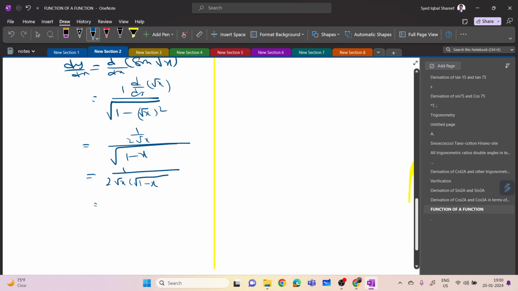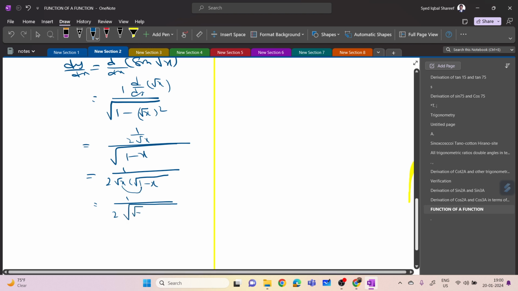Or if you take the root inside, 1 by this root, 1 into x is root x. Both are roots, so this will go here. It will become x minus x square. See here, this is the formula: root of A into root of B equals root of AB, a single root. This is your A, this is your B. That is dy by dx. That's it, class. This is the function of a function.